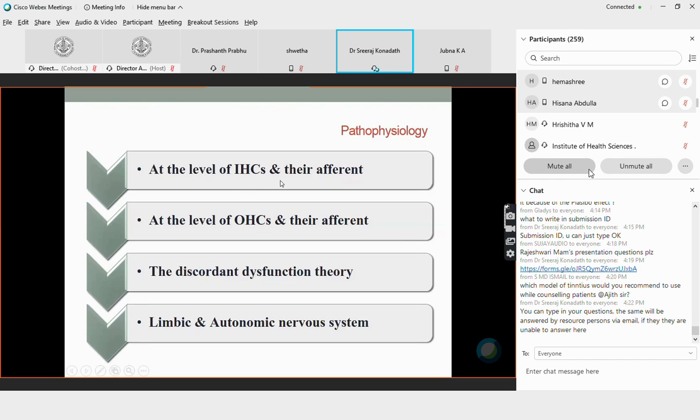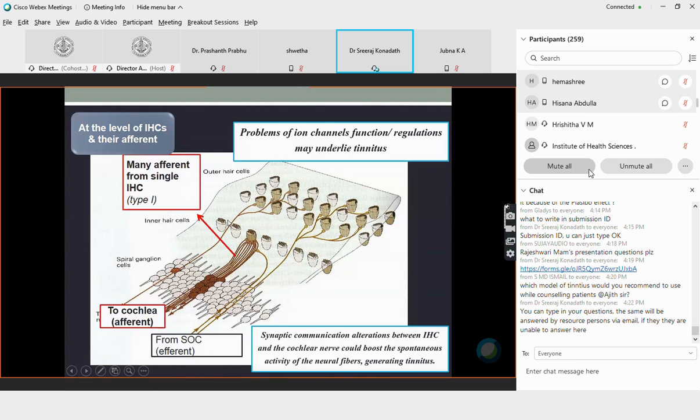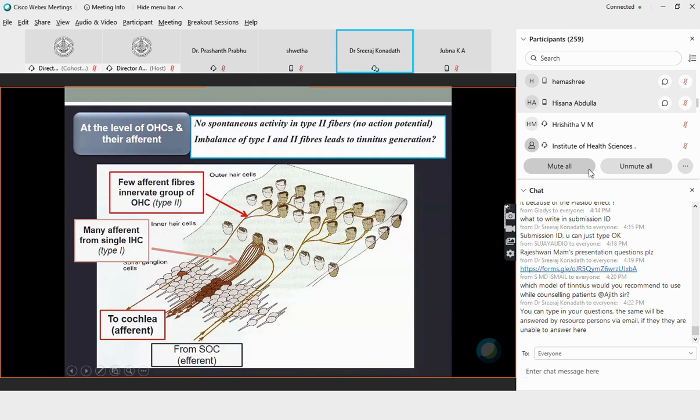And as discussed before, it can happen due to problems in the inner hair cells or outer hair cells, or it can be explained using the discordant dysfunction theory, which was explained by Dr. Ajit. It can again be due to limbic and autonomic nervous system involvement also. I'm not going into detail again. So how can the inner hair cell be a reason for tinnitus generation? And how can outer hair cells be a cause for generation of tinnitus?